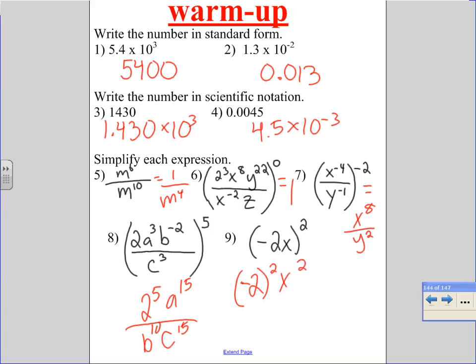Now, here's why I put this problem up here. If there's a negative inside parentheses, I would leave that negative inside parentheses because that's telling you the negative goes with the 2. You're distributing that 2 to each term. -2 squared, x squared. Adam?